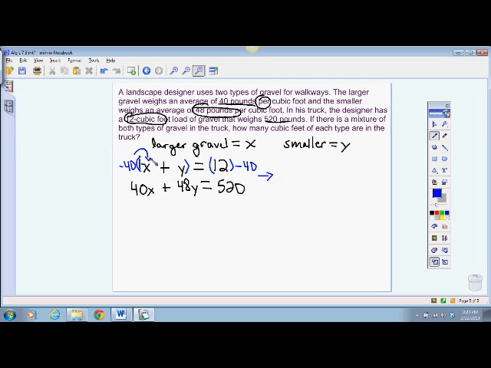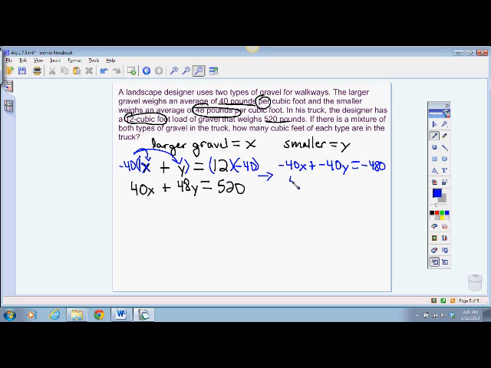Negative 40 times 1x gives a negative 40x, plus negative 40 times y, which is a negative 40y, equals, and please don't forget that you also have to multiply the other side of the equal sign by that as well. So 12 times a negative 40 is a negative 480.